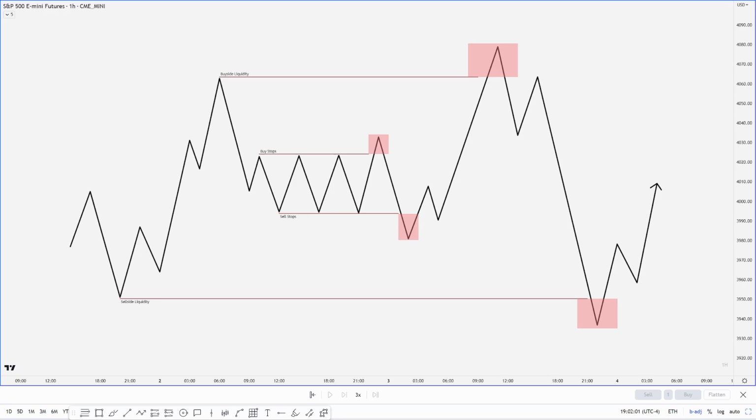So now that I have my deviations marked out, these are the areas that I will be looking for a trade, and where am I generally targeting with these trades? In terms of targets, there are three things that I look for. That is one, equilibrium, two, OTE, and then three, the other side of the range, buy side or sell side liquidity. So let's go over those real quick.